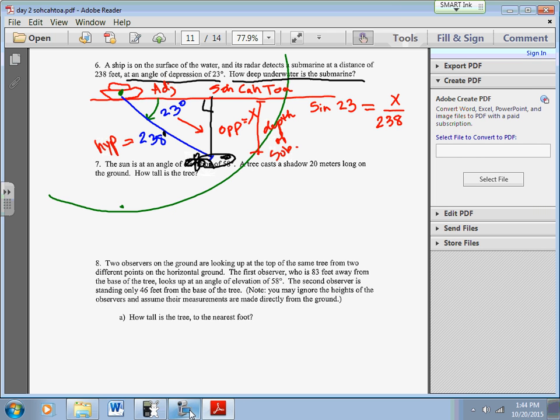Now, to solve this one, Cole, what would you do to solve that one? Alright, good. Times by 238 to both sides. You notice that that will give you x completely alone. X is equal to 238 times the sine of 23. You guys get from that?